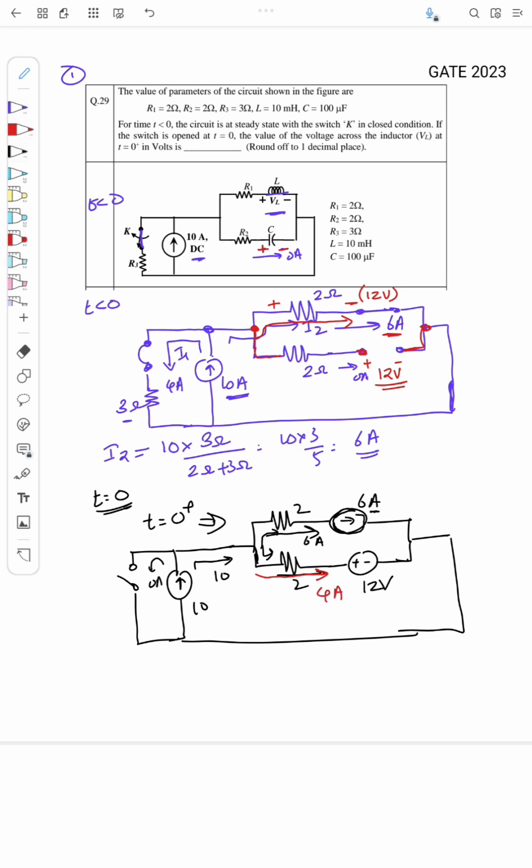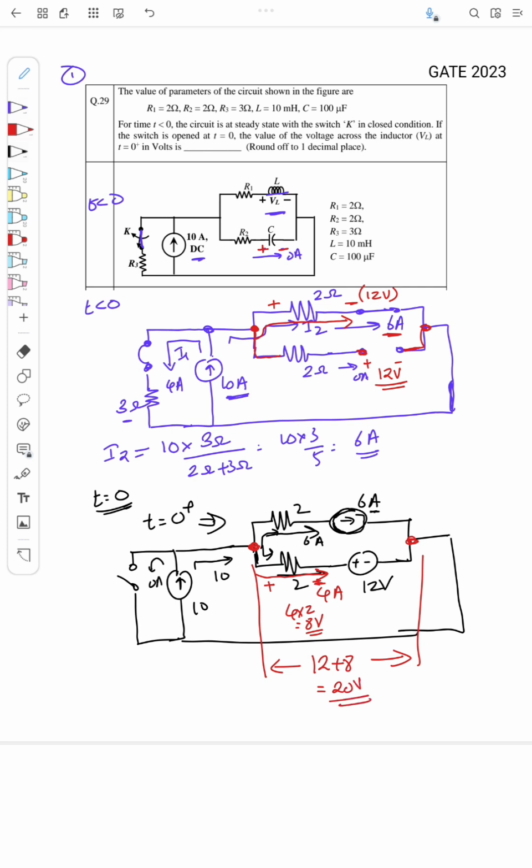So since this 4 ampere current is flowing like this, there will be a potential drop like this, plus minus, 4 into 2, that is 8 volt. 8 volt potential drop will be there across this 2 ohm resistor. So what is the total potential drop across this? Across this now is 12 plus 8, right? That is actually equal to 20 volt, right?